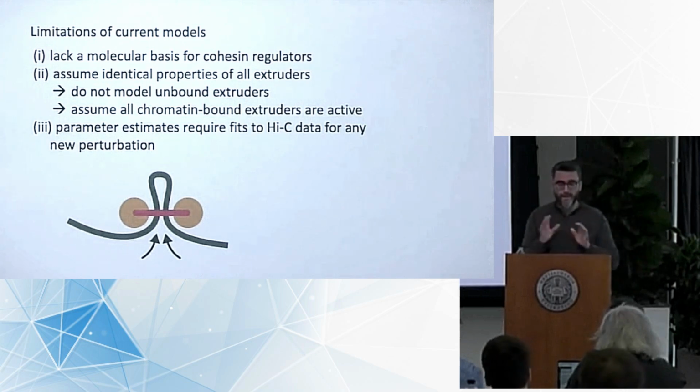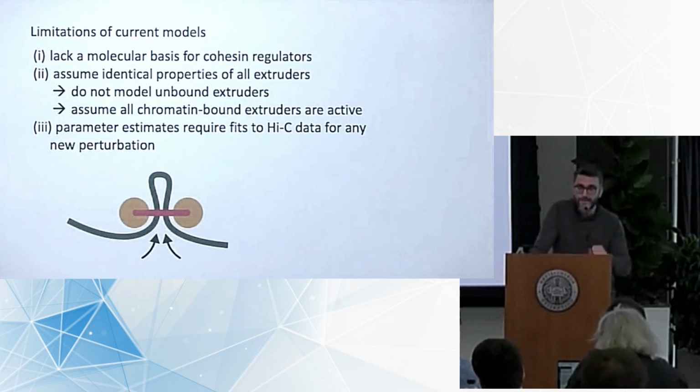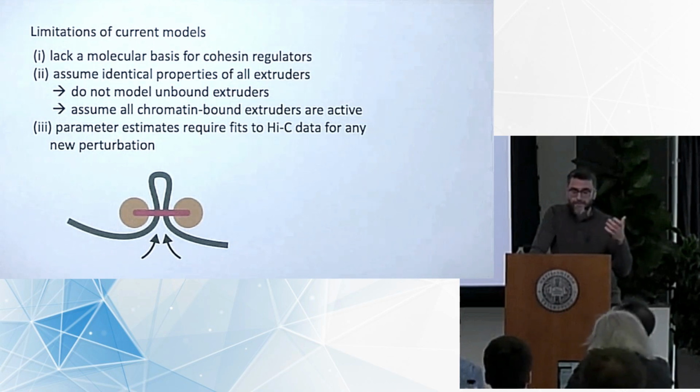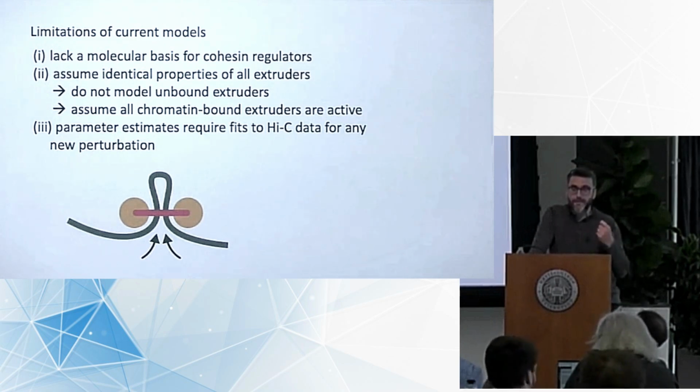So current models lack a molecular basis for the regulators. They don't consider the regulators as inputs. They assume all extruders have identical properties. We're often not modeling binding and unbinding from DNA. We often assume that all of the complexes once on chromatin are active. So far, models are typically fit to Hi-C data to understand any perturbation.